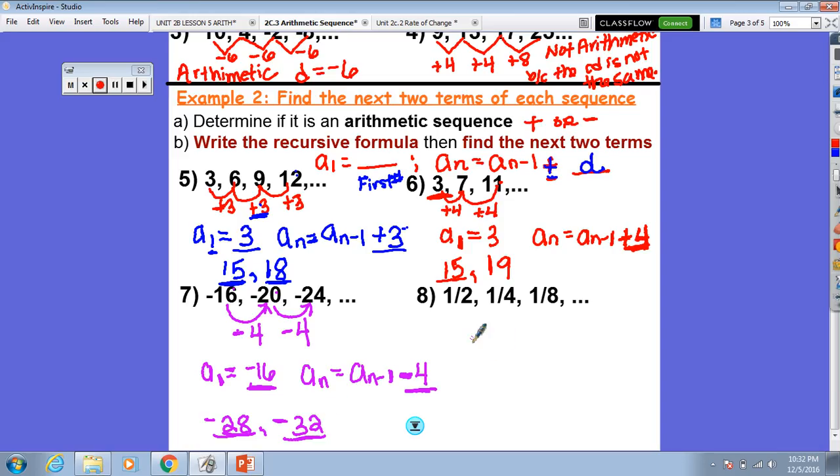Okay? So now we look at 8. In order to get from 1/2 to 1/4, we had to divide by 2. In order to get from 1/4 to 1/8, we had to also divide by 2 or multiply by 1/2. Remember, multiplying by 1/2 and dividing by 2 are the same things. Either way, we are multiplying and dividing to continue this sequence, which means it is not arithmetic.